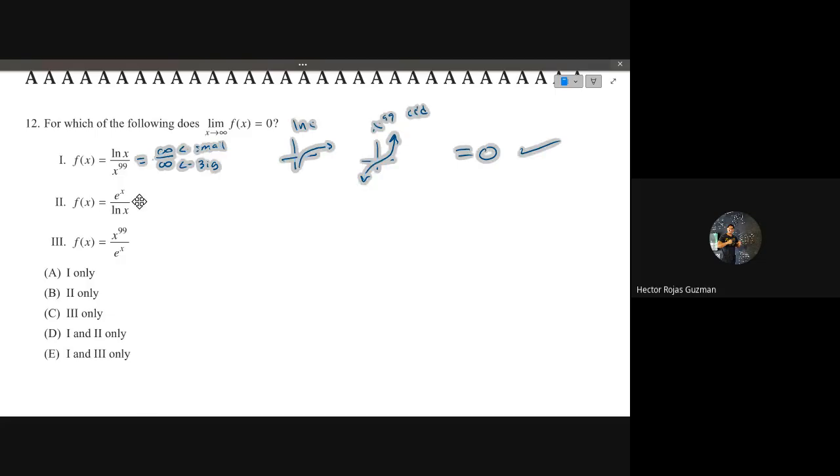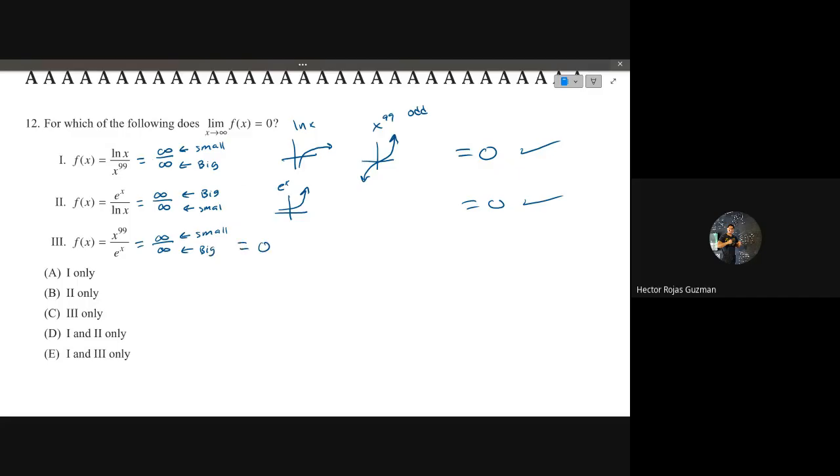Okay, the second one. E to the x, ln of x. Technically, they're both infinity over infinity, but this one is the big one. This one is the small one. I already showed you the graph for ln of x. The graph of e to the x looks like this. So once again, 0. Once again, we have infinity over infinity, but in this case, this one's the small one. This one's the big one. And when you have small over big, we get 0.